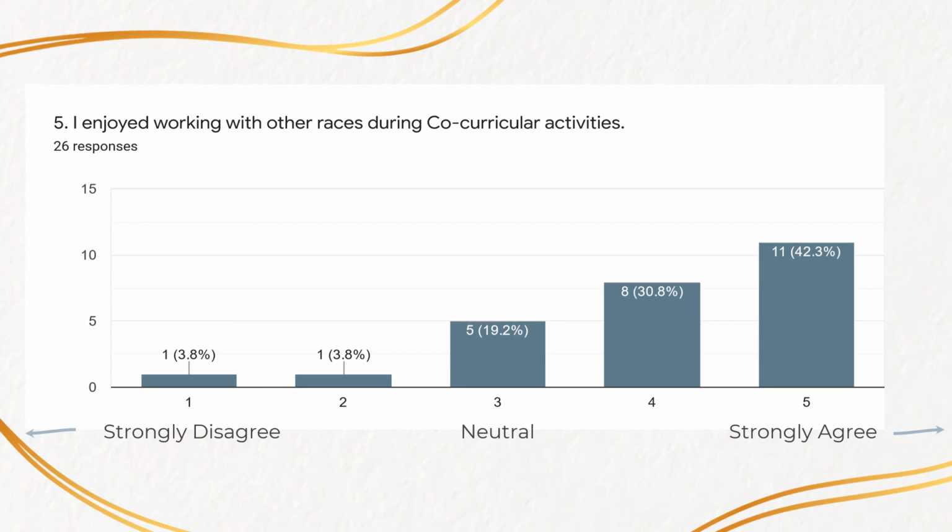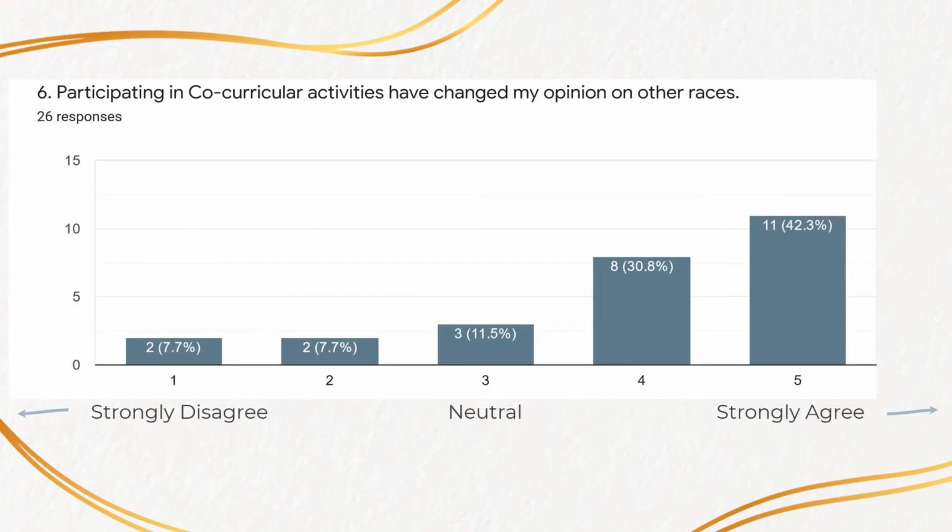That's it. For the final question, question number 6, we asked our respondents whether participating in co-curricular activities has changed their opinion on other races. We can see there are 8 responses in agree and 11 in strongly agree, showing that they acknowledge that participating in co-curricular activities has changed their opinion of other races.